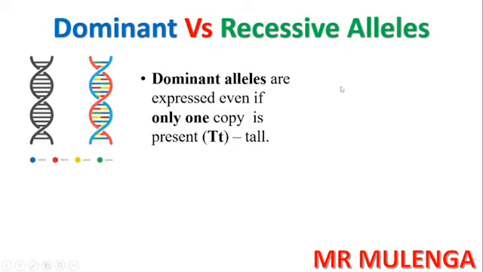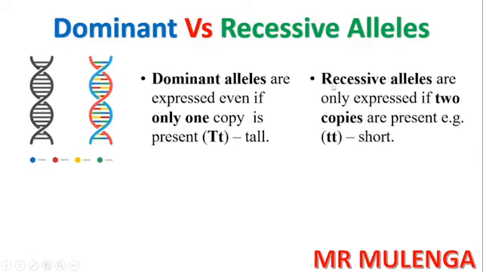Now, recessive alleles are different from dominant alleles. For recessive alleles to be expressed, both copies have to be present. Remember, recessive alleles are written in small letters. So recessive alleles are only expressed if two copies are present. For example, if you are talking about shortness and we use homozygous recessive, both of the alleles are recessive. So this is when we can express recessive alleles. We can say this is short. So this is the difference between dominant and recessive alleles.